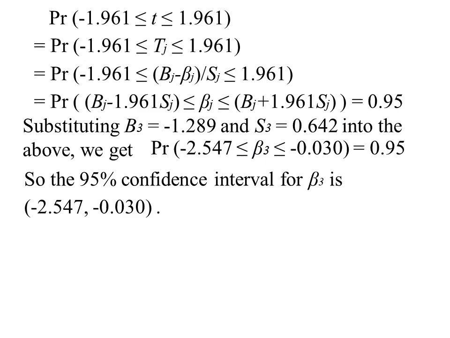In the example of beta coefficient for high school graduates, B3 was minus 1.289, and S3 was 0.642. Substituting these numbers into the equation, we get the range between minus 2.547 and minus 0.030 as the 95% confidence interval for beta 3. By the way, although we can get many 95% confidence intervals for beta 3, this is the only 95% interval that is centered at B, which is minus 1.289. We usually get the 95% confidence interval for beta that is centered at B.